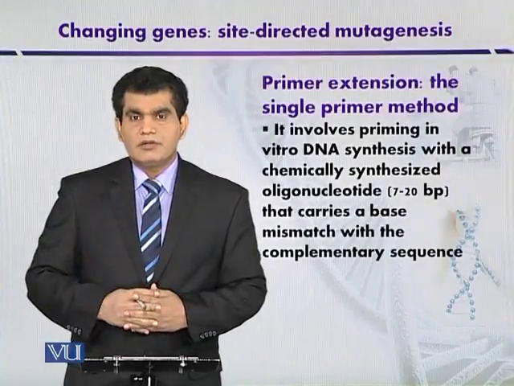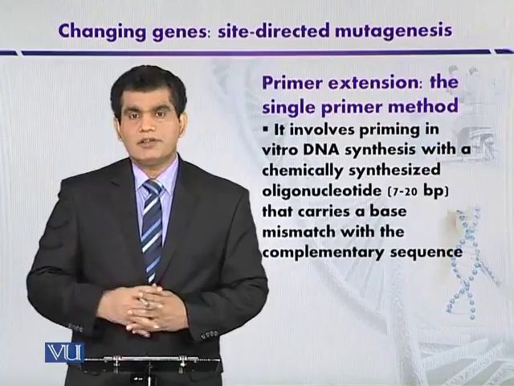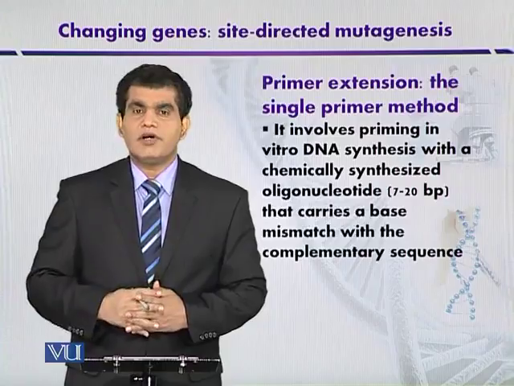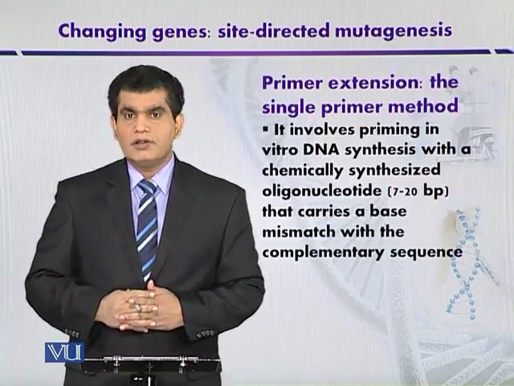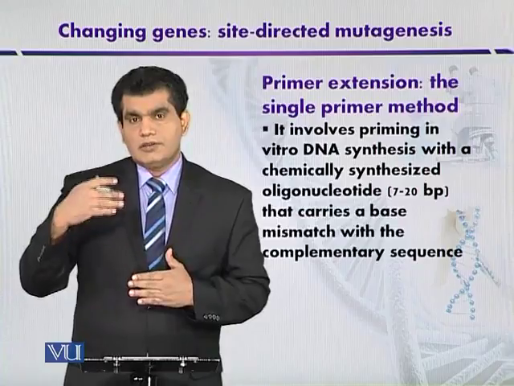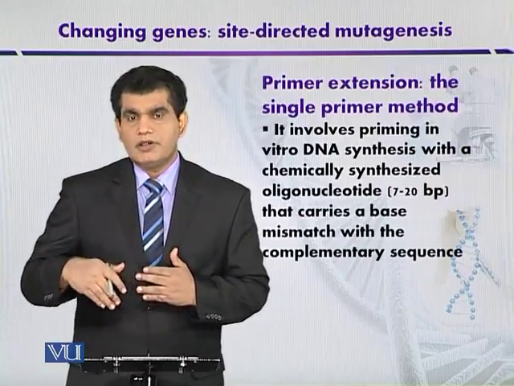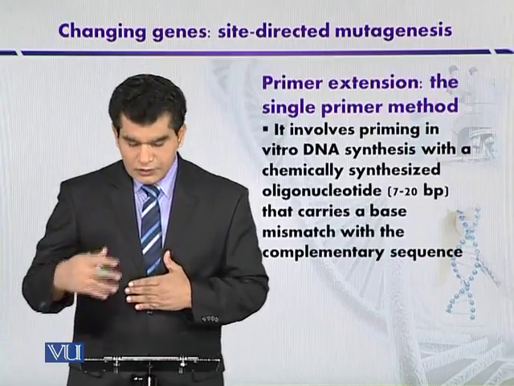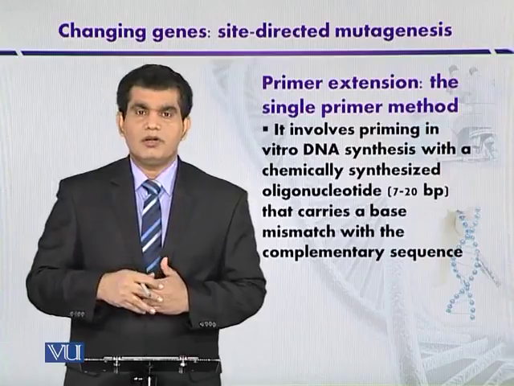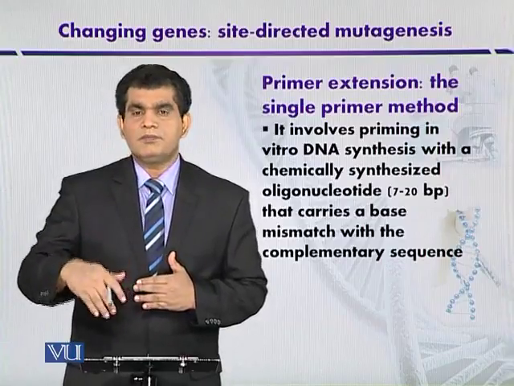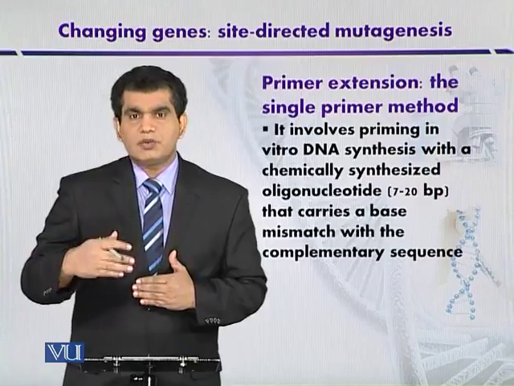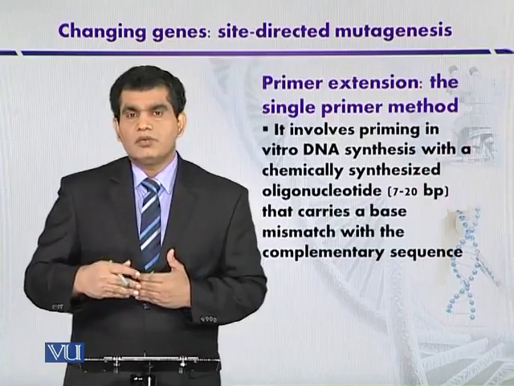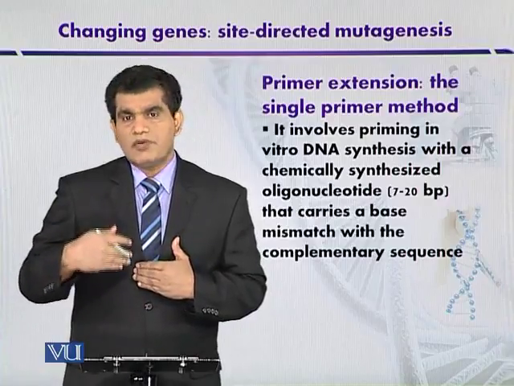Primer extension, or the single primer method, is another simple method for site-directed mutagenesis. इसमें हम एक प्राइमर को यूज़ करते हैं जिसमें हमारी चॉइस की म्यूटेशन होती है, और ये जो प्राइमर है, it may be around 7 to 20 base pairs long, और अगर इस प्राइमर में एक या दो बेसिस जो हैं ये ऑल्टर्ड हैं, म्यूटेटेड हैं, हमारी चॉइस की हैं, तो ये एनीलिंग को प्रिवेंट नहीं करेंगी.